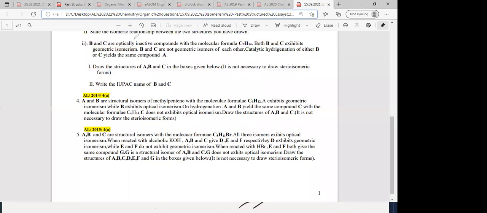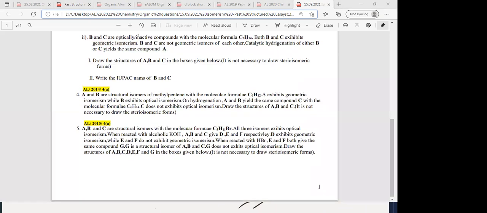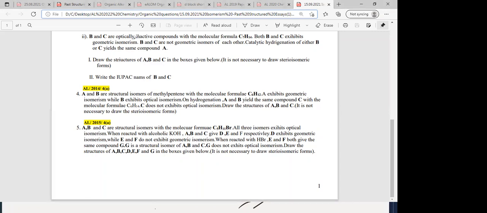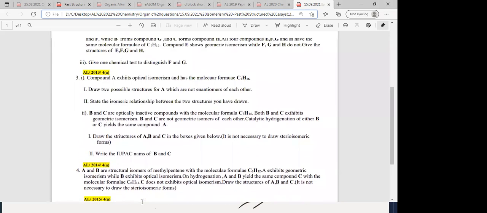Next one. Question number 4, 2014. A, B, C again. A and B are structural isomers of methyl pentane with formula C6H12. A exhibits geometric isomerism. B exhibits optical isomerism. On hydrogenation, A and B yield the same compound C with the molecular formula. Okay, this is very easy. This is easier than the previous one. So can you give me the answer, or else you can annotate on my screen if you like.